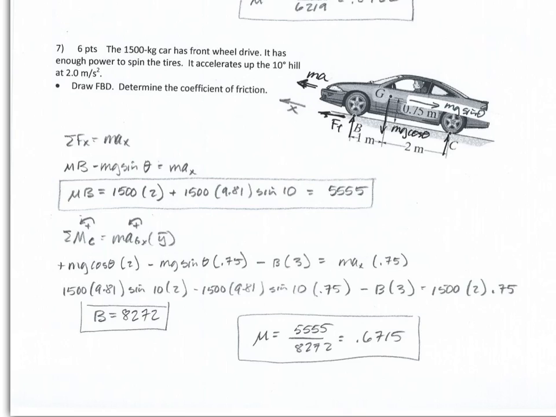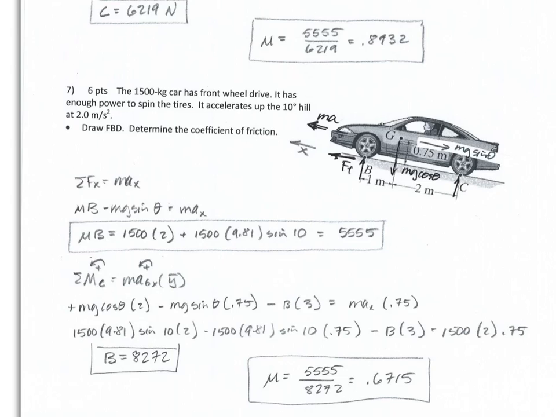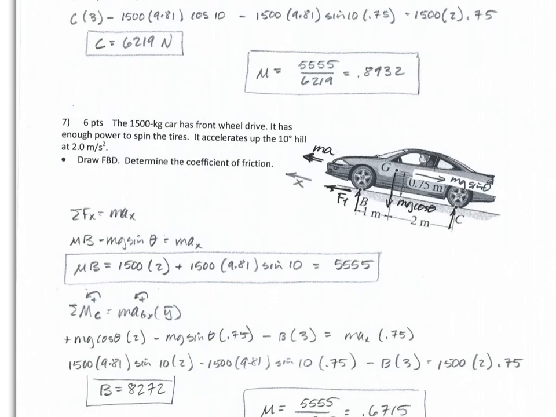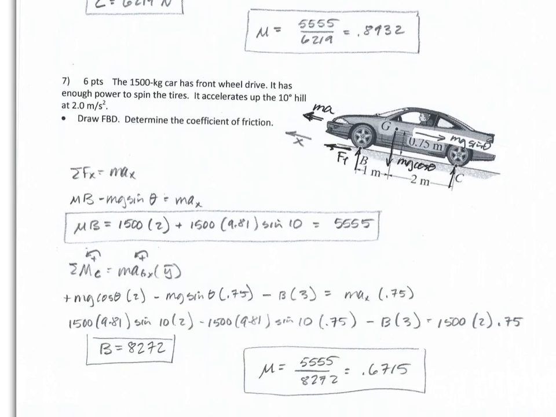And I can solve that B is equal to 8272. Plugging that in there, I can see that the coefficient of friction required to get up the hill is 0.67, which is indeed less than what I found up there. And the normal force at B, we found it's 8272. And we saw up here the normal force at C was 6219. So again, that gives us confidence, I guess, that with a higher normal force, we have a lower coefficient of friction required to achieve that acceleration.